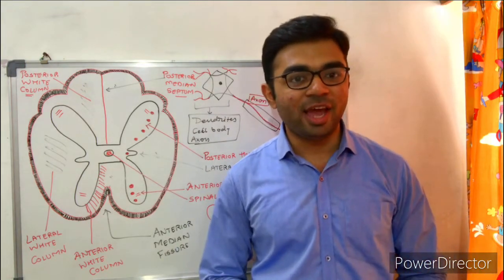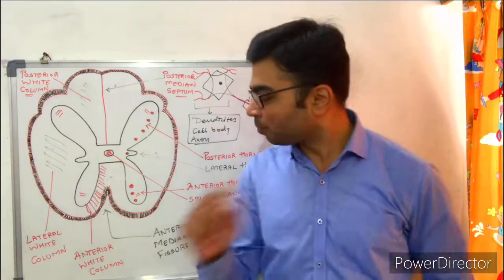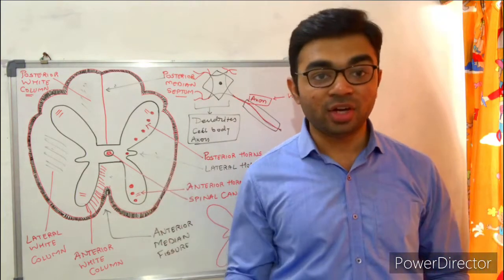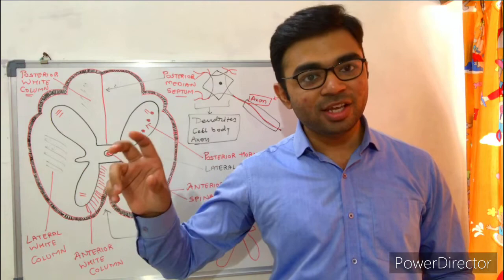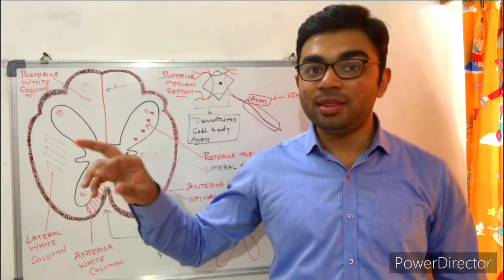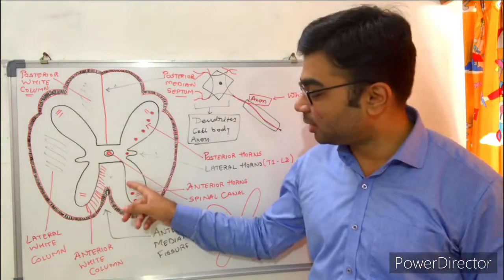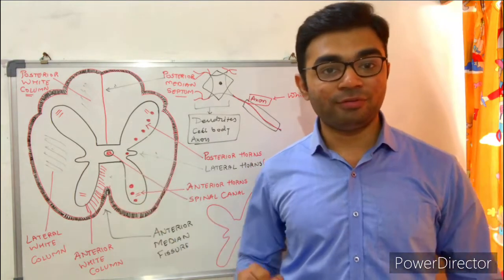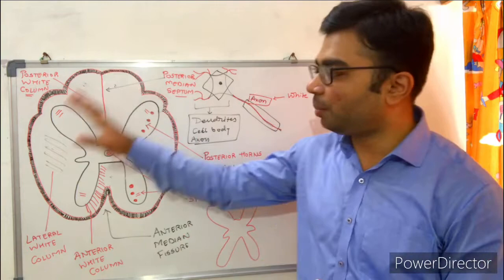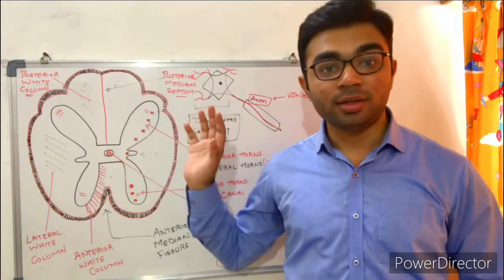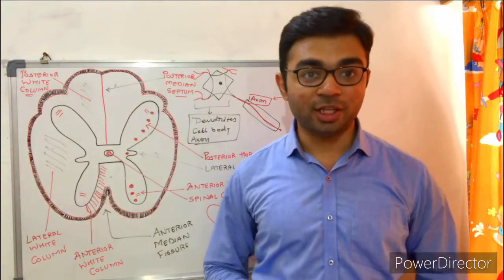Renshaw cells have a typical significance: they are inhibitory. They create such a kind of synapse that it inhibits the transmission of impulses in the neuron. So that is the typical function of the Renshaw cells. So that was all the information regarding the transverse section of the spinal cord.